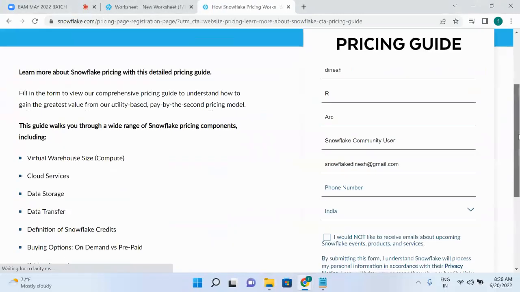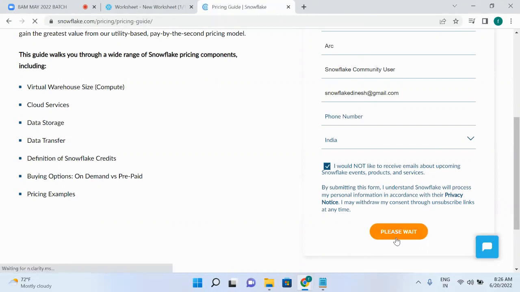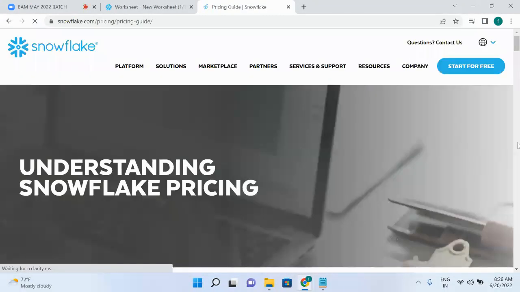Based on this, we will see in the next session how to control pricing and how to control the credit limit. All the options are available. Now let's observe here.